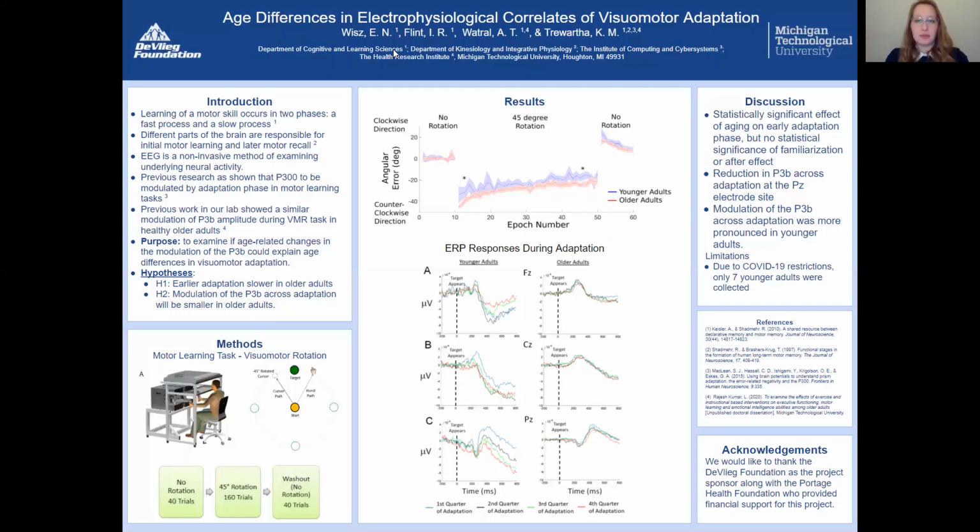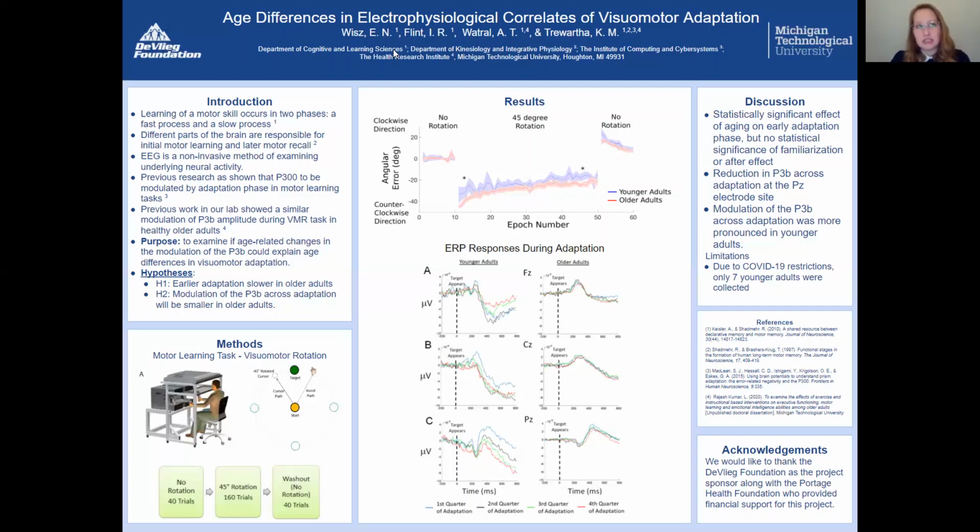Moving on to the discussion, consistent with prior research, older adults were slower to adapt to the visuomotor rotation initially compared to the younger adults. Also consistent with previous research, the P3B component was modulated across adaptation as participants learned. Our data suggests that this modulation is more pronounced in the younger compared to the older adults, although this effect was not significant in the small preliminary sample.